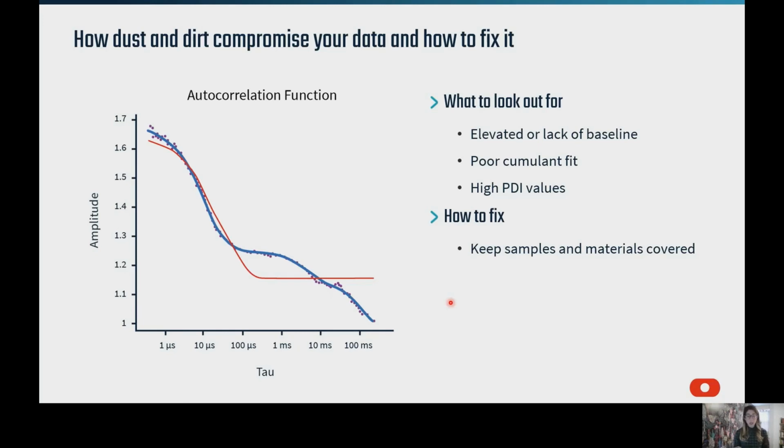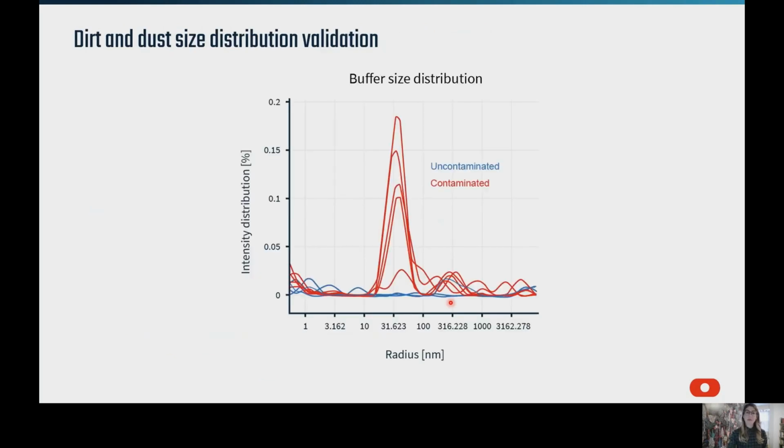So it's super critical for your DLS measurements because, again, they're looking at everything in that sampling volume, whether it's your actual sample or dust. So it's really critical to keep not only your samples covered and protected during sample preparation, but also the materials you are using for sample preparation should be covered and put away in drawers. So your pipettes, pipette tips, plates, vials, whatever you are prepping samples in.